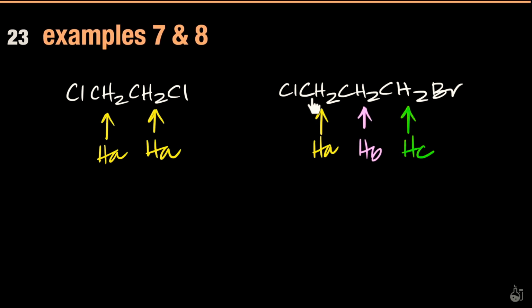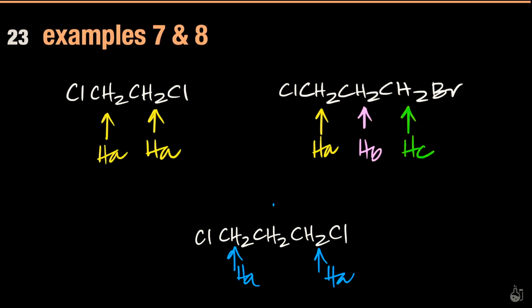So this CH2 is different from this CH2, which is different from this CH2, because it's not symmetrical and all are bonded to different things. Only if I had done this, if I had said CH2, CH2, CH2, Cl. Now if I had done this, this was symmetrical, so how many environments would this have? These CH2 and this CH2 would be the same, and this would be a different one.